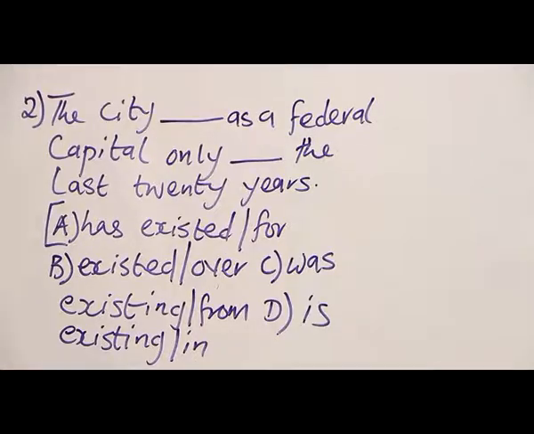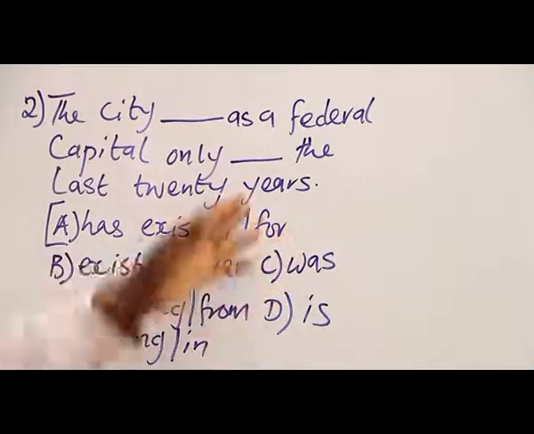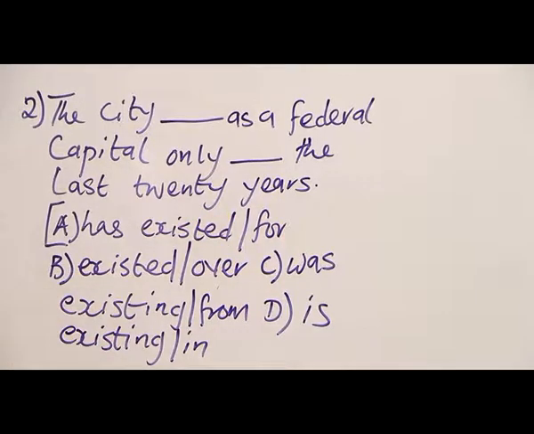Question number 2. The city dash as a federal capital only dash the last 20 years. Now, what are our options? Our options are: A, has existed, stroke for. Actually, this should be ellipsis, but we can still leave it as stroke. Now, that means the city has existed as a federal capital only for the last 20 years. Okay, so we have B. The city B is existed over.